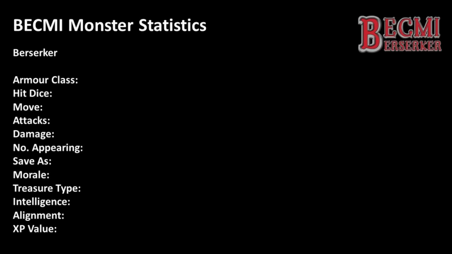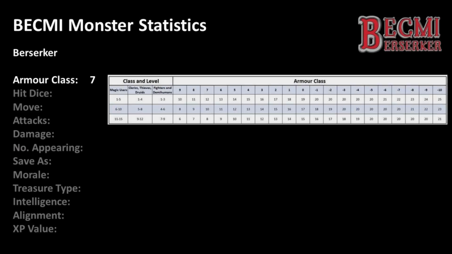Now into the main monster information. The first statistic we are given is the monster's armor class. This is required so that we understand what value we need to roll on a d20 to hit this creature. For a Berserker, we are told that its armor class is 7. Remember, BECMI uses the descending armor class system, so a first level character with no further adjustments would need to roll a 12 or better on a d20 to hit this Berserker.